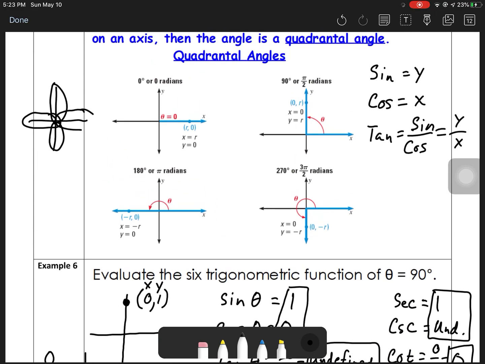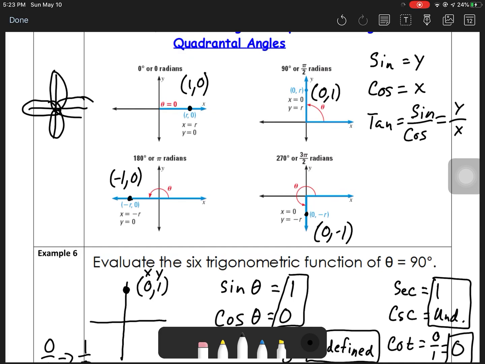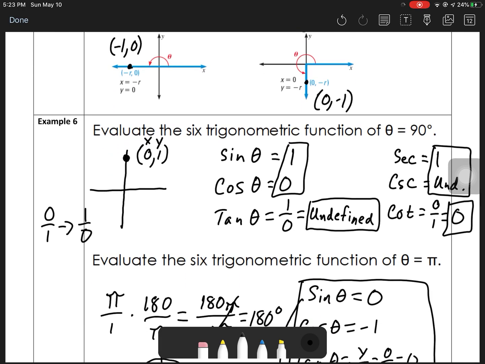All right, quick little recap on this. I know this seems like a lot. So if it falls here, this coordinate at 0 or at 360 is going to be 1, 0. If it falls at 90 degrees, or pi over 2, that is 0, 1. If it falls at 180, that is negative 1, 0. And if it falls at 270, that means it goes down 1. That is 0, negative 1. So the r value just basically becomes 1 in all of those. All right, those can be a little tricky. If you need help with any of those, please let me know.